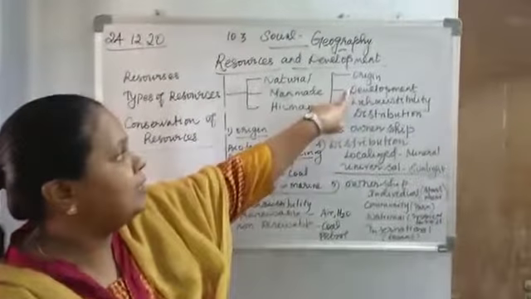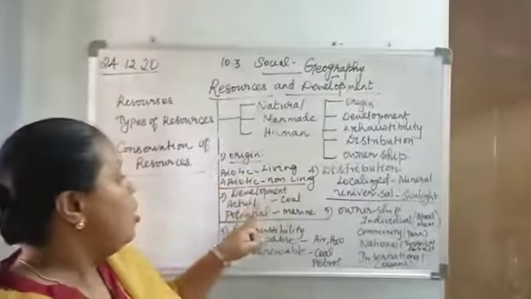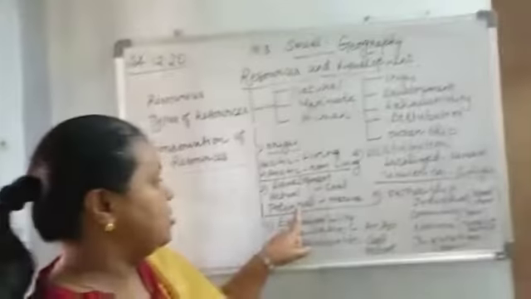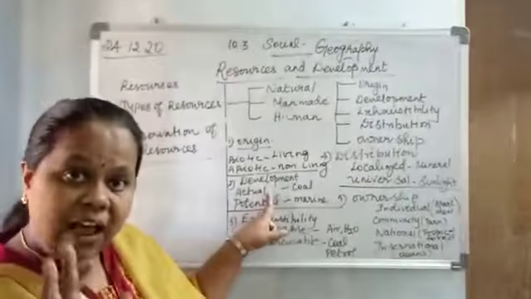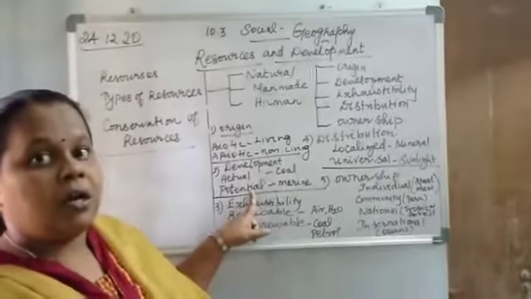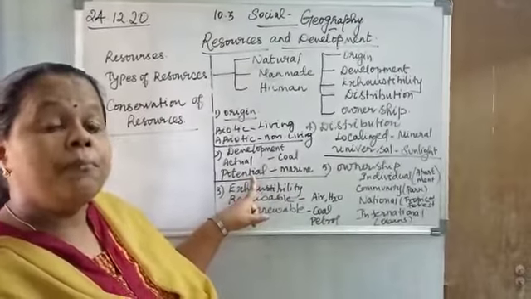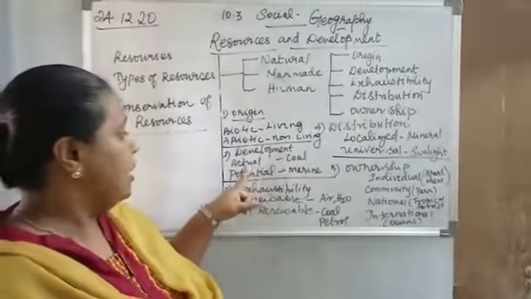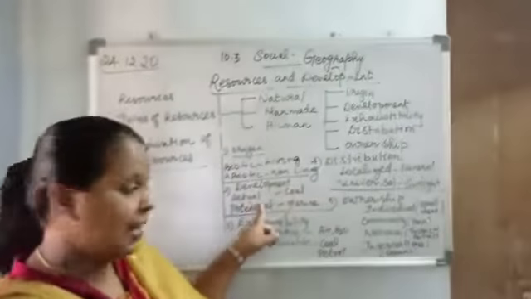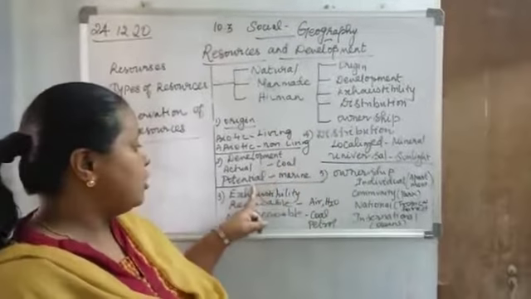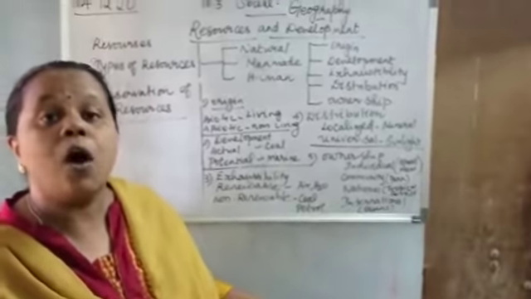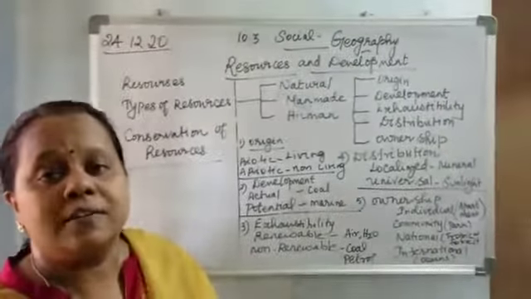And the second subheading, development. On the basis of development, it is divided into actual and potential. Actual are the resources which are available, potential are the resources available, but we don't know how to use it, how to make it useful. That is the difference between actual and potential. For actual, an example is coal. And for potential, marine. There are a lot of marine resources which we don't know how to use. The technology is not there to use it.